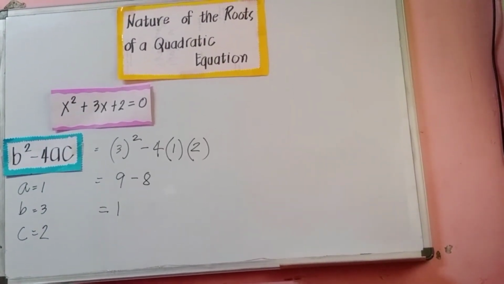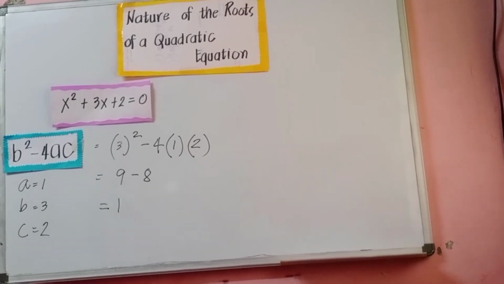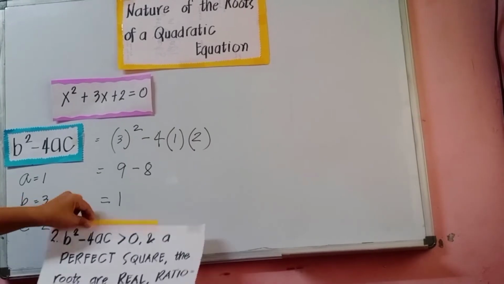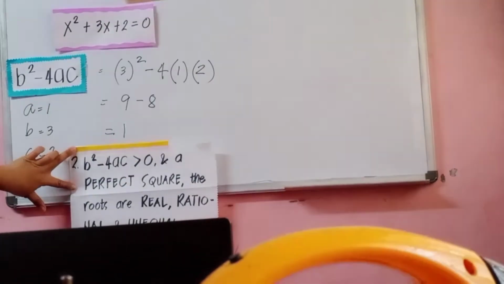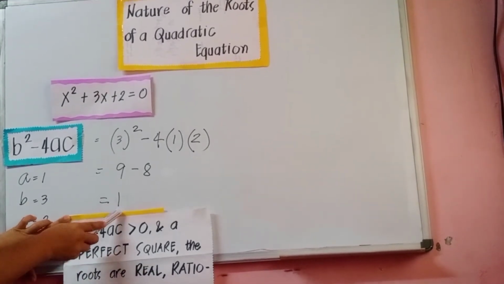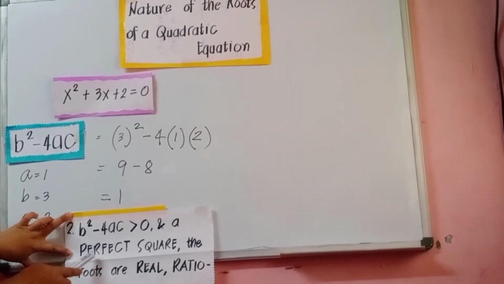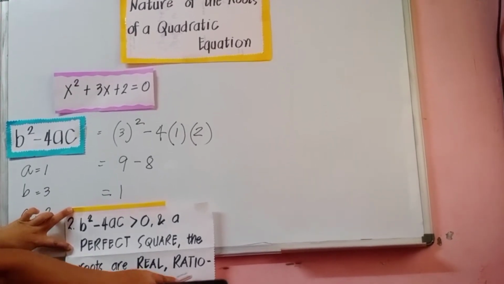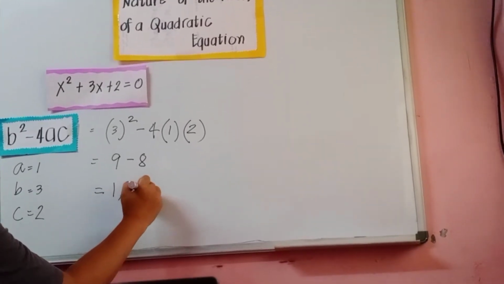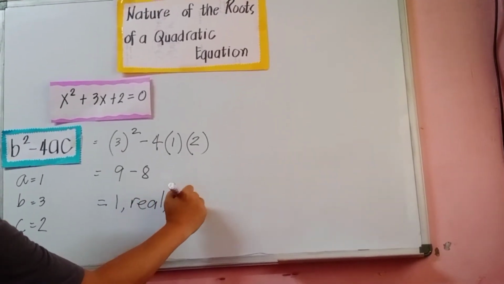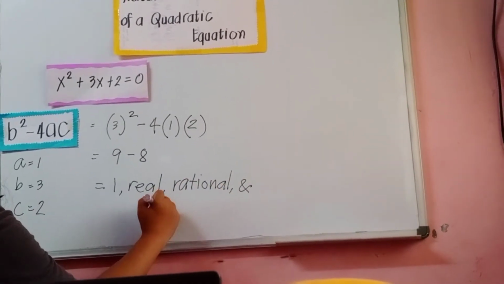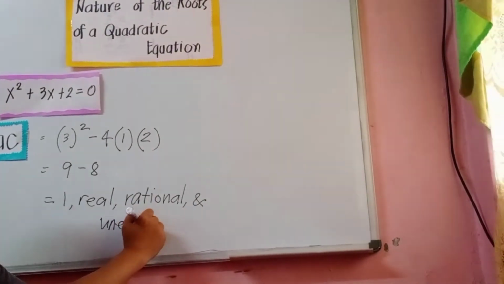Now, going back to our rules, this discriminant falls under b squared minus 4ac, which is greater than 0, and also a perfect square. 1 is greater than 0, and 1 is a perfect square. Therefore, the roots are real, rational, and unequal. So we are now going to write real, rational, because it's a perfect square, and unequal.